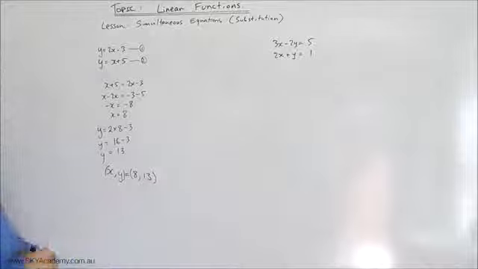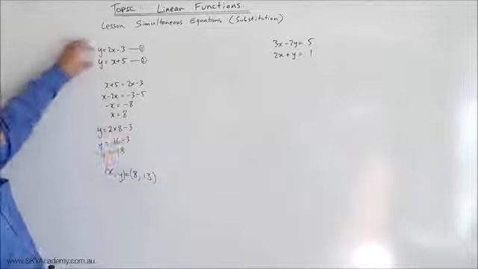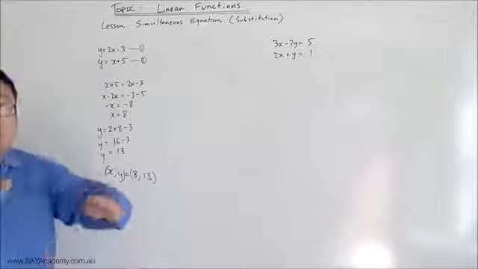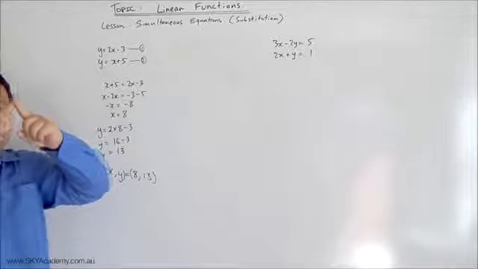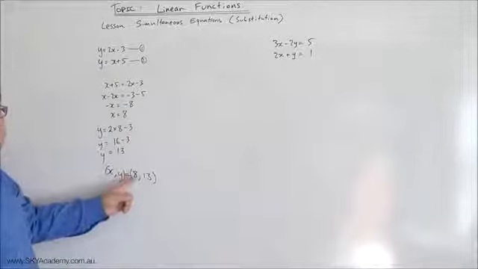So what that essentially means is that the point of intersection between these two lines, so if you've got two lines that look like that, where they cross will be at the point (8, 13).